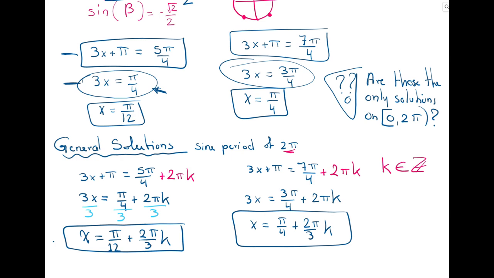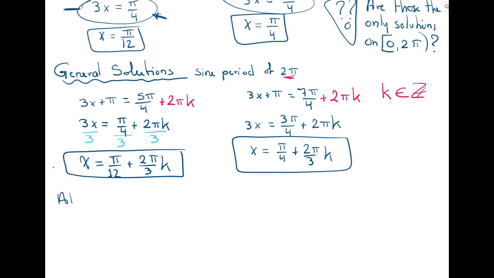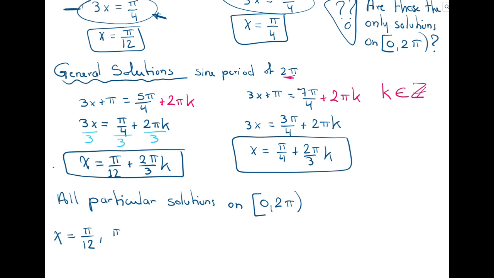So now we're going to use those two to find all particular solutions on the interval 0 to 2 pi. Okay, so we're going to have x equals, our very first one was pi over 12. Our very next one was pi over 4. Okay, so pi over 12 here is when k is 0. Pi over 4 here is where k is 0.